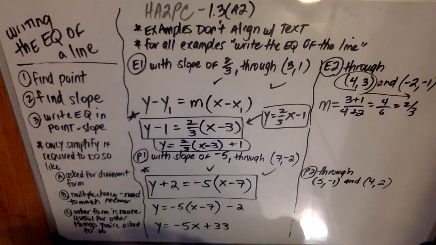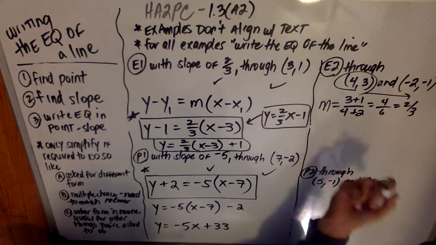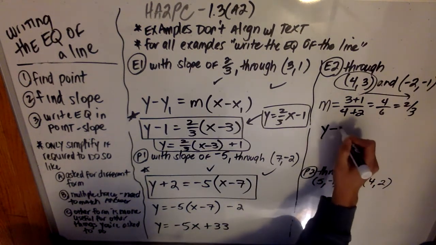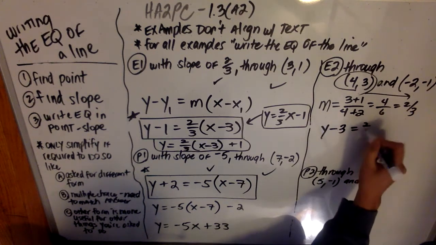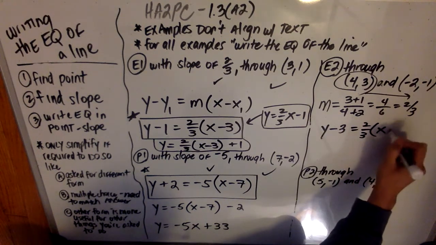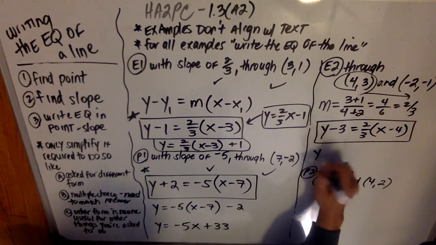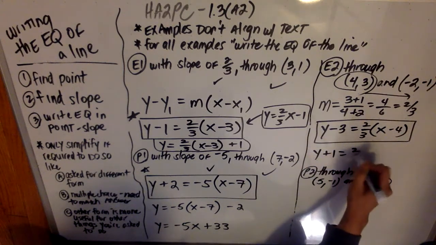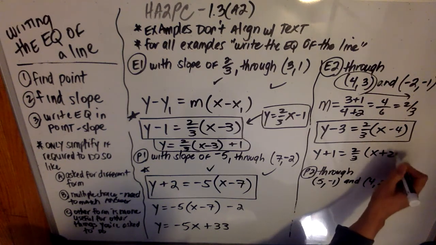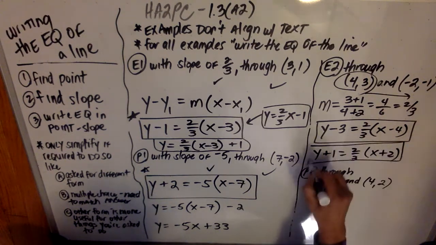I didn't mean for it to be the same slope as the last one. So I'm going to write my answer now. Y minus the y value, which would be the 3, equals the 2/3 times the x minus the 4. So this is the best version of this answer. Now, if you had picked the other point, it would be y plus 1 equals 2/3 times the quantity x plus 2, right? And that's just fine.